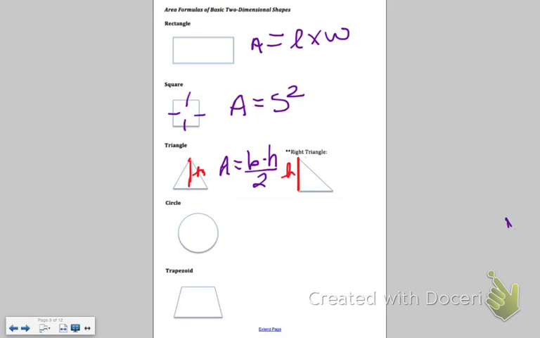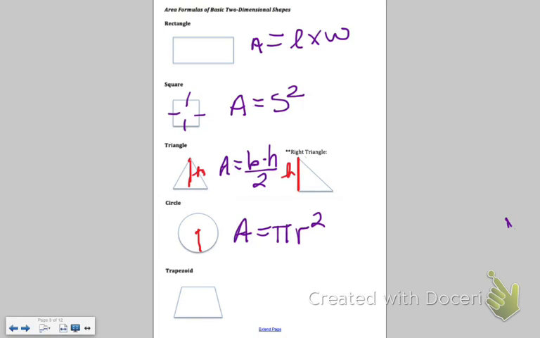Circle's a little bit different. The circle, the area is equal to, and we're going to use a special number, pi, which is approximately 3.14. So the area of a circle is equal to pi times the radius squared. So when you first studied circles, there are two very important parts of a circle. We have what's called the diameter, which is the distance from one end of the circle going through the center to the other end, and we have the radius, which would be half of that. So from the center of the circle extending to one of the sides, that would be our radius.